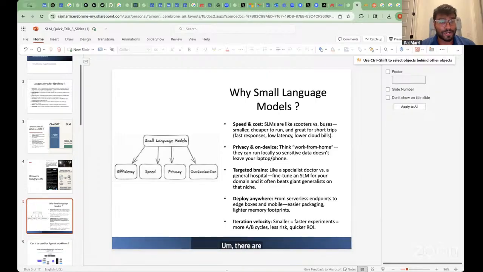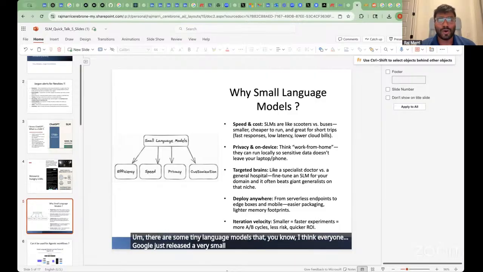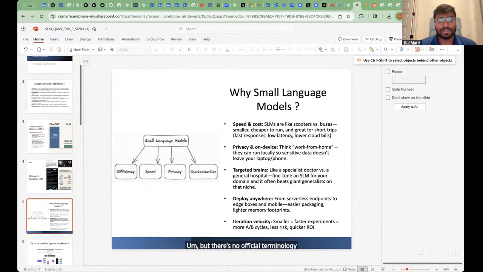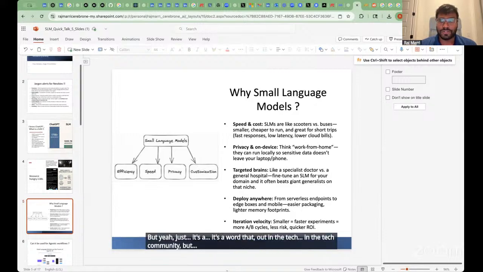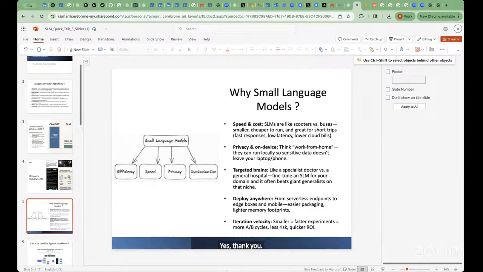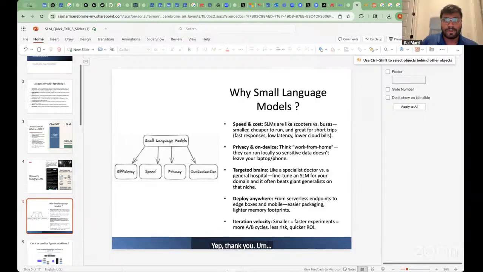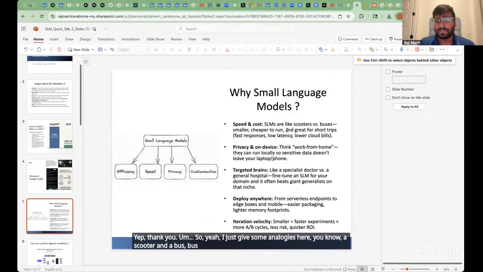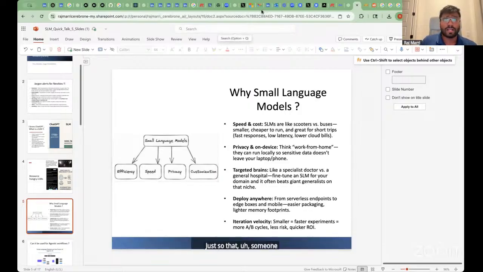There are some tiny language models. Google just released a very small language model, a 270 million parameter model that we're going to see today. So it's a very tiny language model, I can say. But there is no official terminology saying it's a medium or even tiny. It's just a word out in the tech community. Hopefully I answered your question. Yes, thank you. So I just gave some analogies here, a scooter and a bus consuming more resources, just so that someone who's really not technical could probably understand.